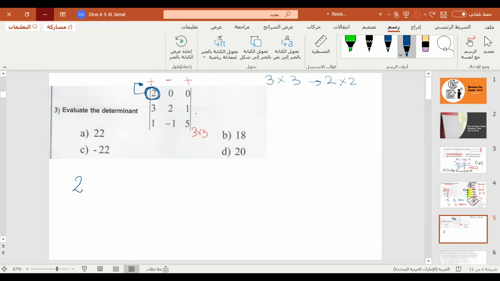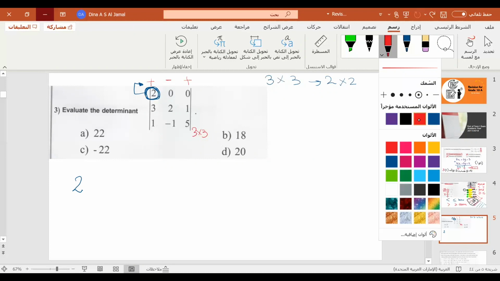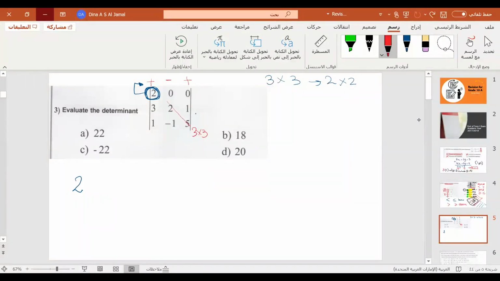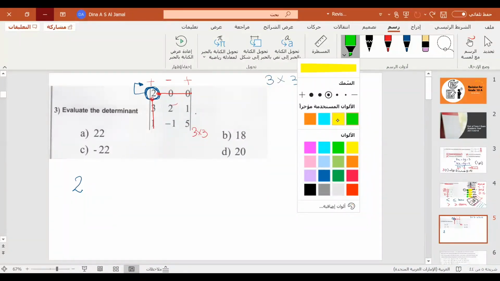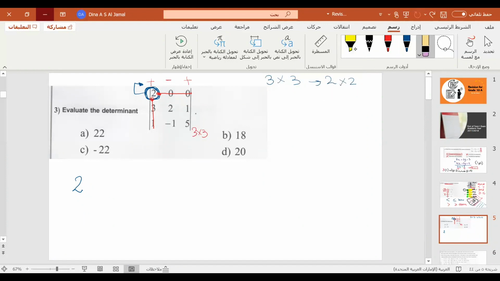Then you will be cancelling using straight lines, not diagonals. So only use straight lines. And you will be going from this point, you will cancel this. From this point, you will cancel this. Now, focus. What is remaining for you? It is only this one. So let's write it as 2 by 2 determinant. 2, 1, minus 1, and 5.